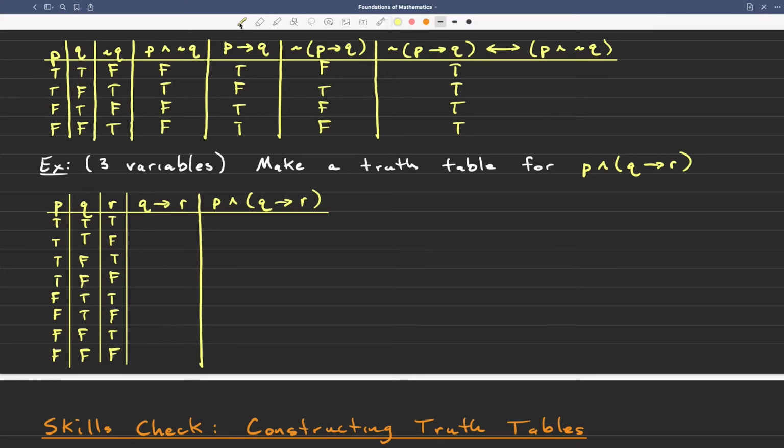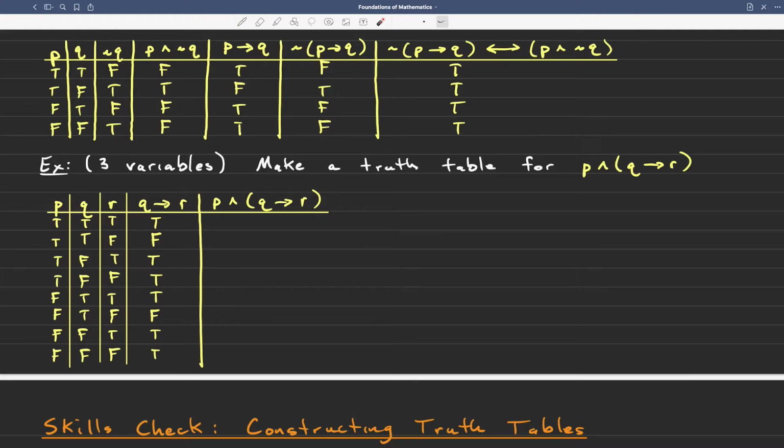So it's easier to think about what the false lines are first, because everything else will be true. So let's see, where is Q true and R false? Well, it happens here, and it happens here. And that's it. Those are the only two places where Q is true, but R is false. So then all the other lines are true.